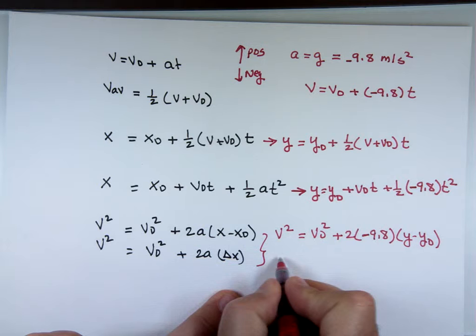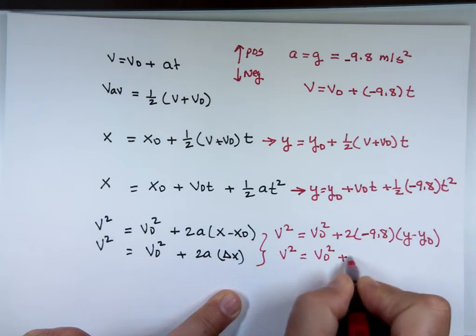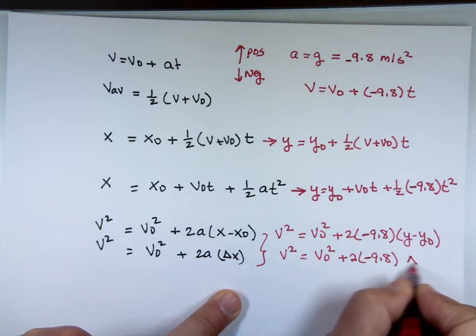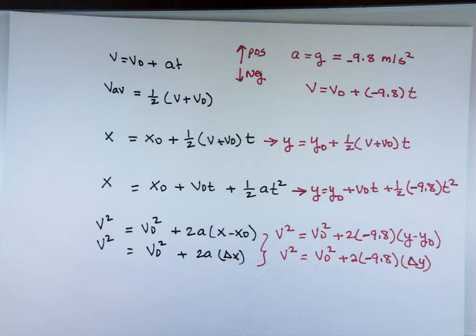The one under it becomes v squared equals v0 squared plus 2 times negative 9.8 times delta y, because you're moving in the y direction, not in the x direction. So I'm only changing x really to y for these equations. That's all I did. And I changed the acceleration to gravity, which is negative 9.8. So I could have written g instead of negative 9.8, because that's what g is equal to. Everything else is the same.